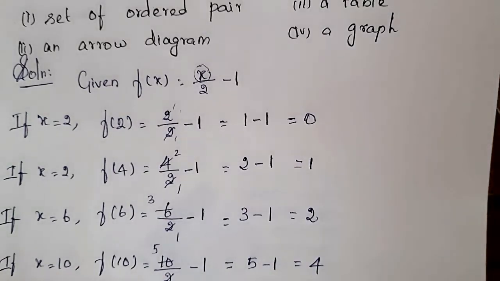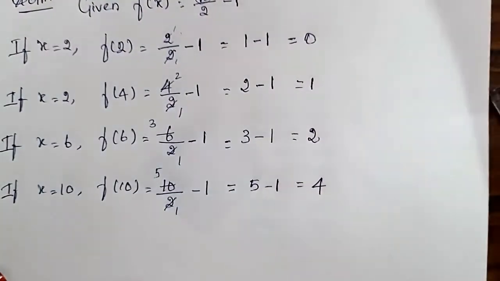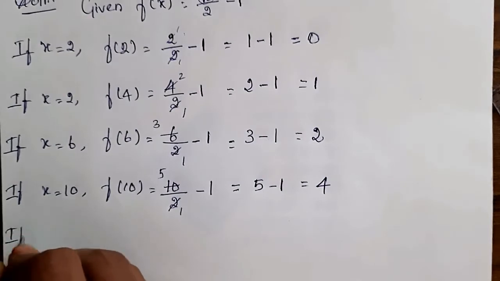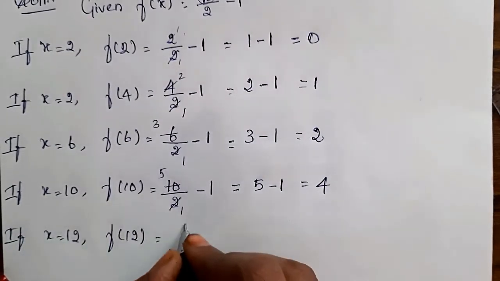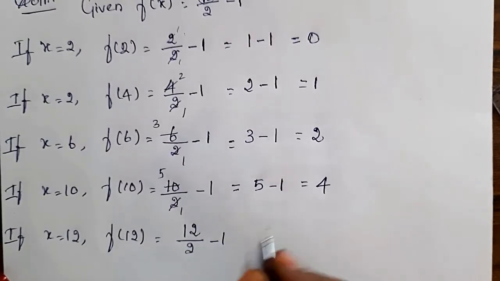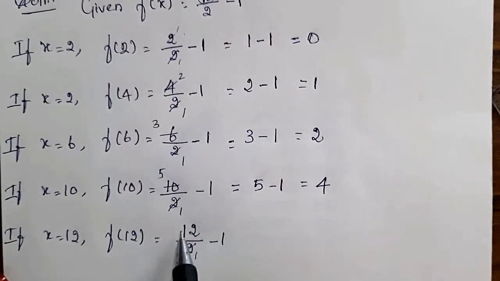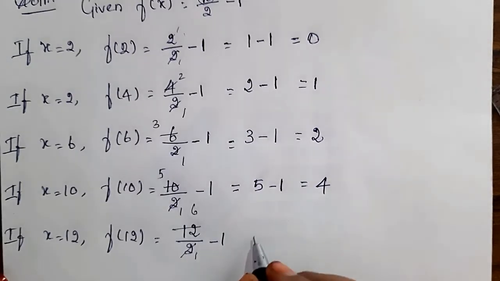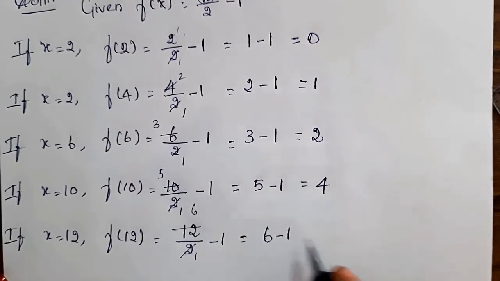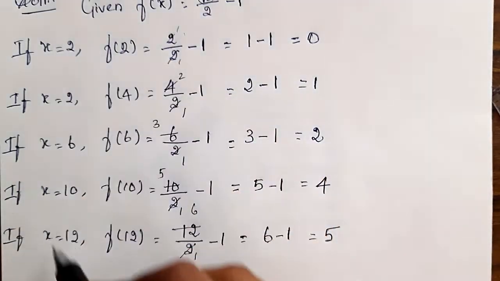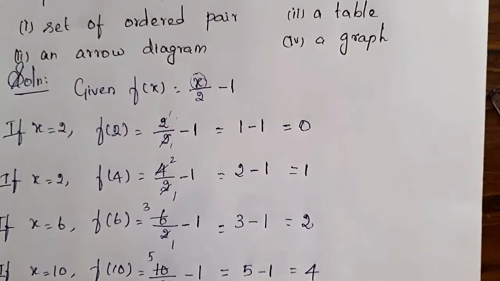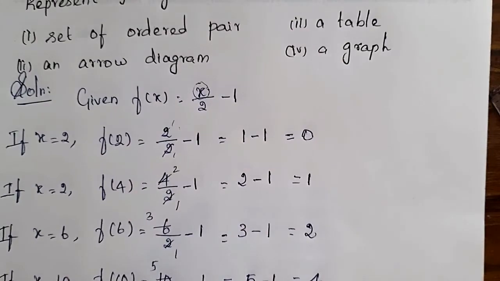Finally we can apply x equal to 12. So if x equal to 12, f of 12 equal to 12 by 2 minus 1. Cancel by the 2 table, 1, 2 is 2, 6 times 12. That is equal to 6 minus 1. So 6 minus 1 value is 5. Okay, we found all the images for the given domain value. That is your function f of x.